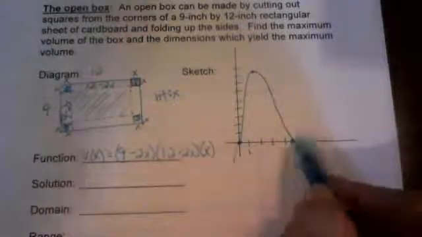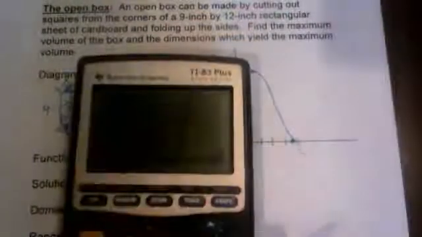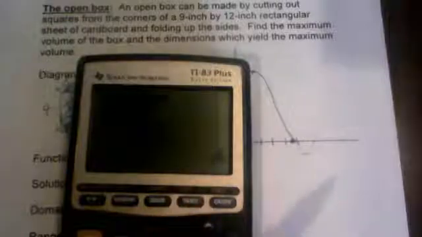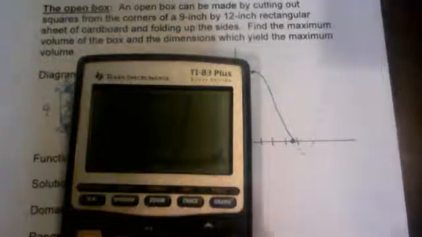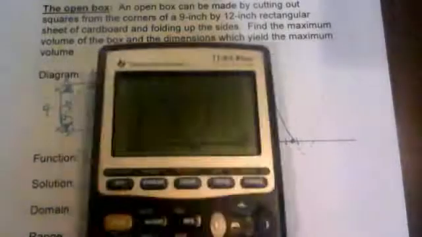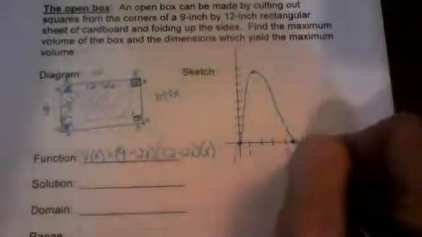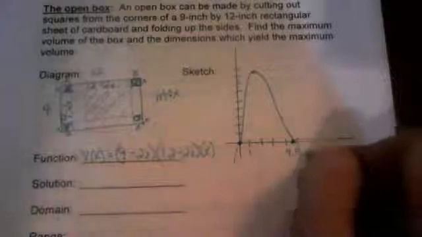we need to find this intersection. So we're going to second calculate the intersection, the 0, go left and right, and it looks like that is at 4.5. All right, so our domain is going to run from 0 to 4.5.